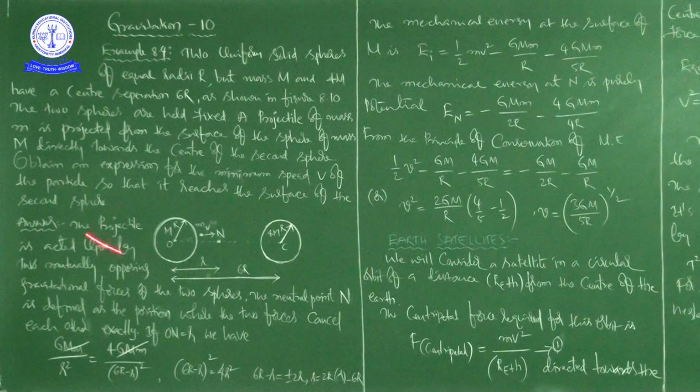So throughout this discussion, throughout this questioning, what is he expecting? He is expecting the expression for the minimum speed of the particle which is going to be thrown from this capital M, so that it will reach the surface of the second sphere. Okay, right. Now see the answer.